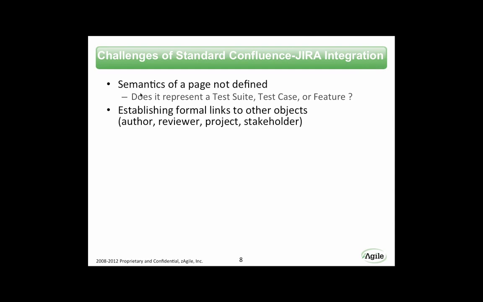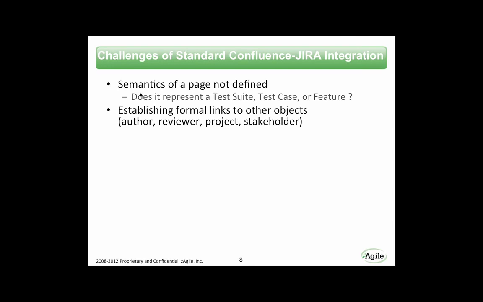Secondly, it's not really possible to establish a formal link to other objects. So indeed, you might be able to put an issue in from JIRA within Confluence, but there is no declarative concept that, oh, this is a task related to this requirement, or this is an issue related to this test, or whatever it may be. So when you're embedding a JIRA task into the page, that relationship is not captured. So if it's not captured, of course, it's not going to be accessible anywhere else, including JIRA.